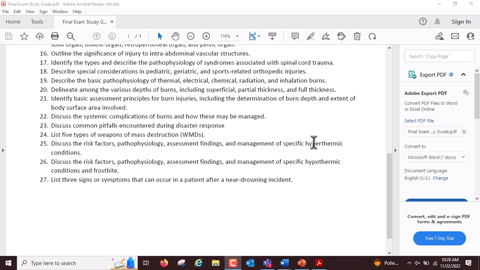Hyperthermic conditions, know the difference between heat exhaustion and heat stroke, including the fact that your heat stroke patient can indeed have moist skin, right? It is wrong to think that your heat stroke patient will always have hot, dry skin. And the biggest thing that we want to do for our heat stroke patients, as well as our exhaustion patients, is to cool them down, get them into a cool environment.